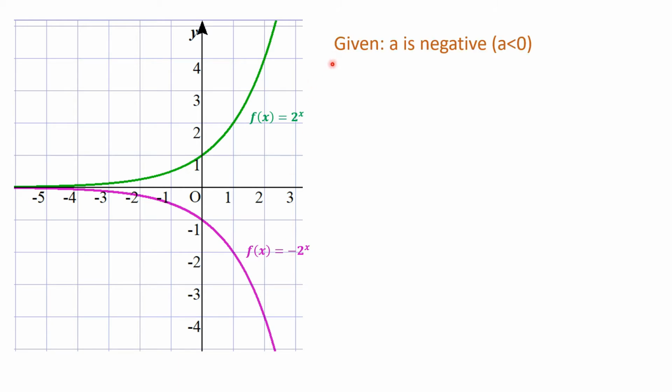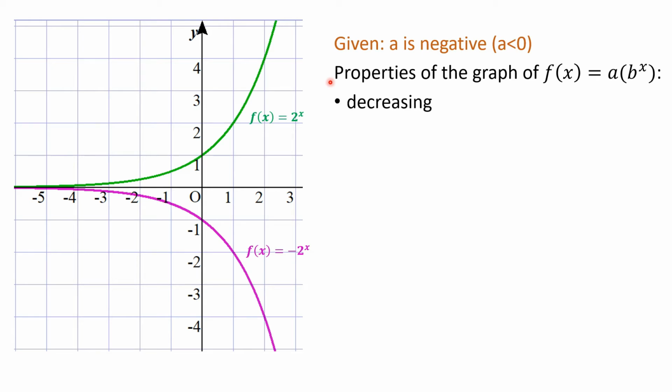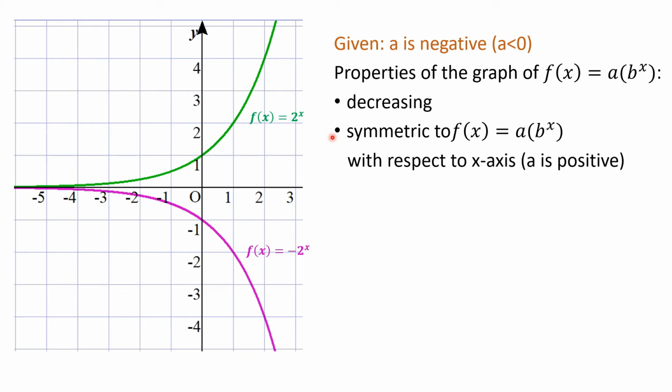Given that a is negative, like in the purple equation, or a is less than 0, the properties of the graph of f of x equals a times b to the x are the following. First, it is decreasing. As x increases, y decreases. So it is decreasing. Second, it is symmetric to f of x equals a times b to the x, where a is positive, with respect to the x-axis. So their graphs are symmetric with respect to the x-axis.